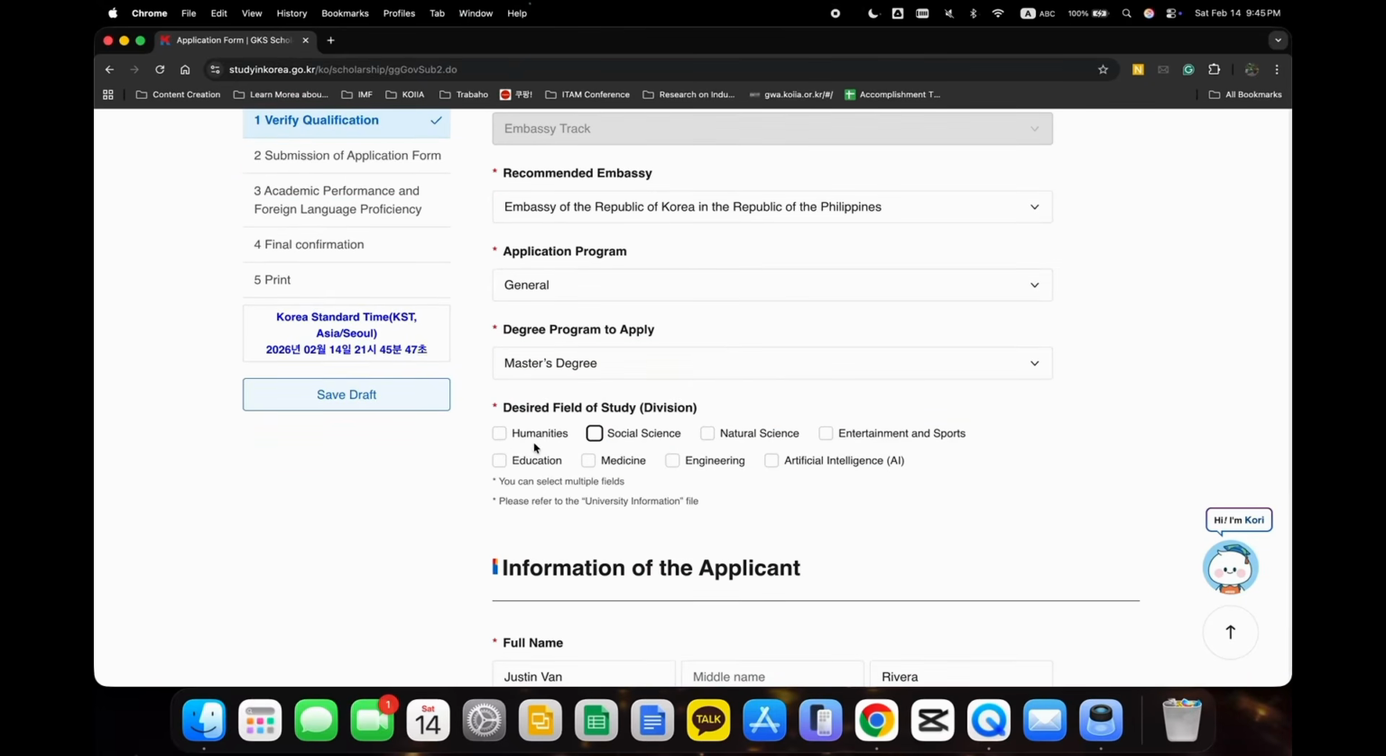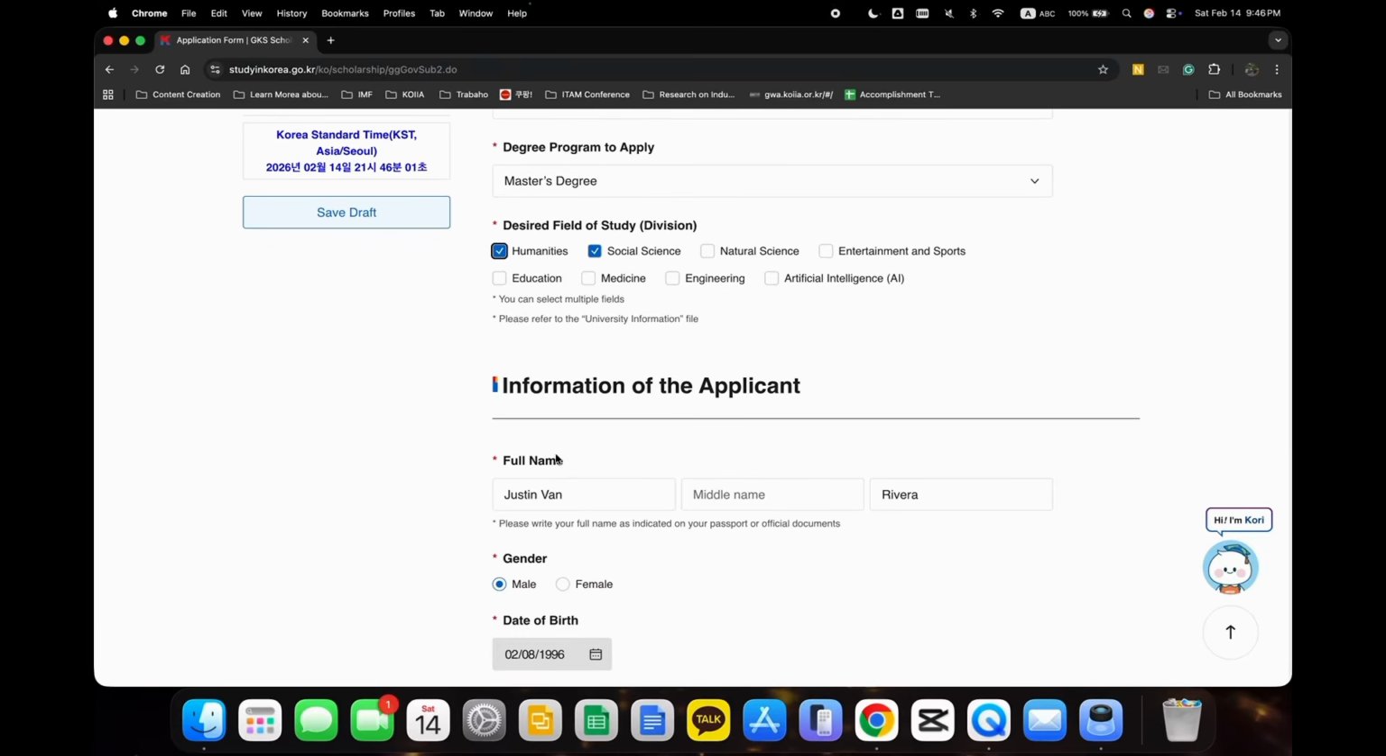This is one important thing. You can select multiple desired fields of study, especially if, for example, there are MBA students studying, and then there's GSIS. Sometimes they're different, so that's why there's specific information here. You can select multiple fields.